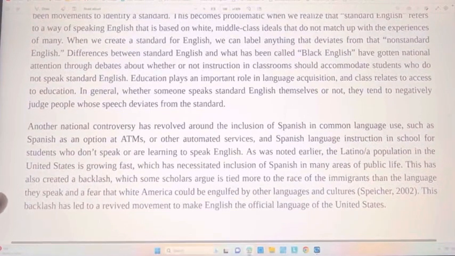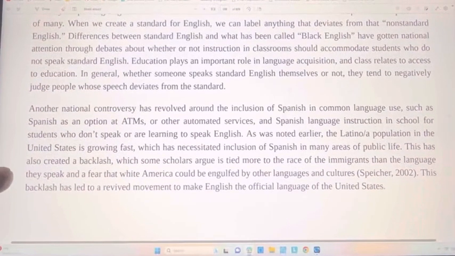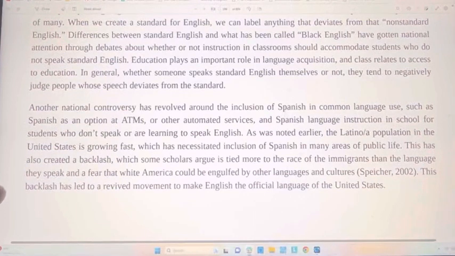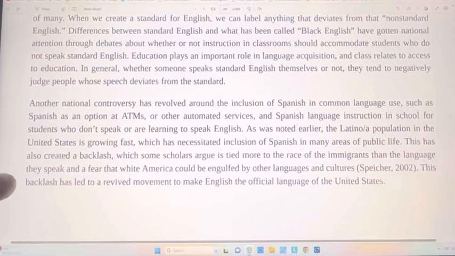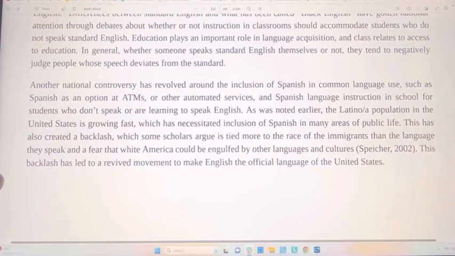Anyway, differences between standard English and what has been called Black English have gotten national attention through debates about whether or not instruction in classrooms should accommodate students who do not speak standard English. Education plays an important role in language acquisition, and class relates to access to education. In general, whether someone speaks standard English themselves or not, they tend to negatively judge people whose speech deviates from the standard.